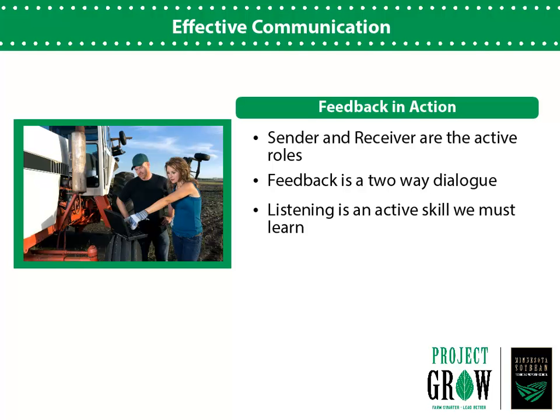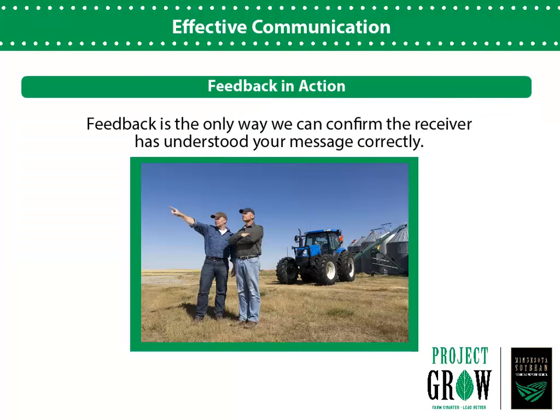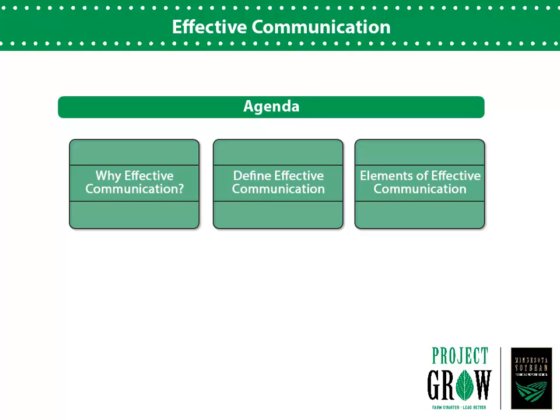The two-way dialogue of feedback allows effective communication to take place and ensure that the communication keeps rolling. Feedback is really the only way that we can confirm that the receiver has understood your message correctly. Feedback helps us ensure there is clarity. Feedback is such an important part to the effective communication process. We've now come to the end of our effective communication module. Thanks for paying attention. We covered why effective communication. We defined effective communication, and then finally we talked about the specific elements that make up effective communication.